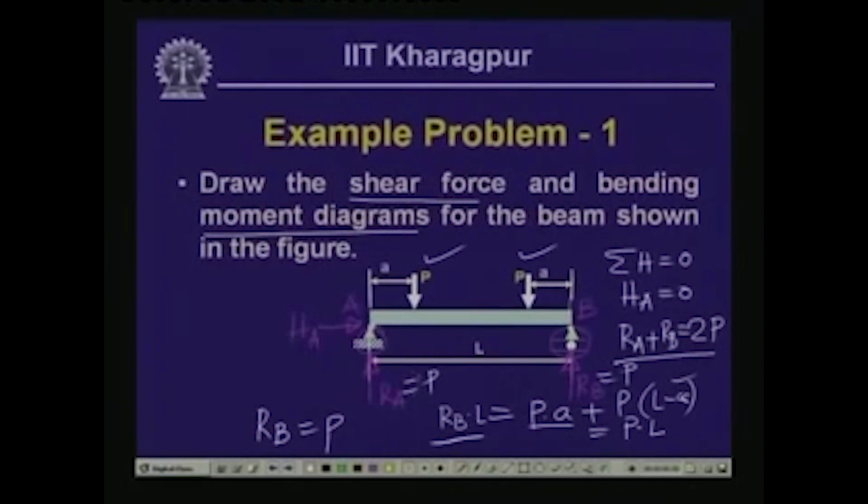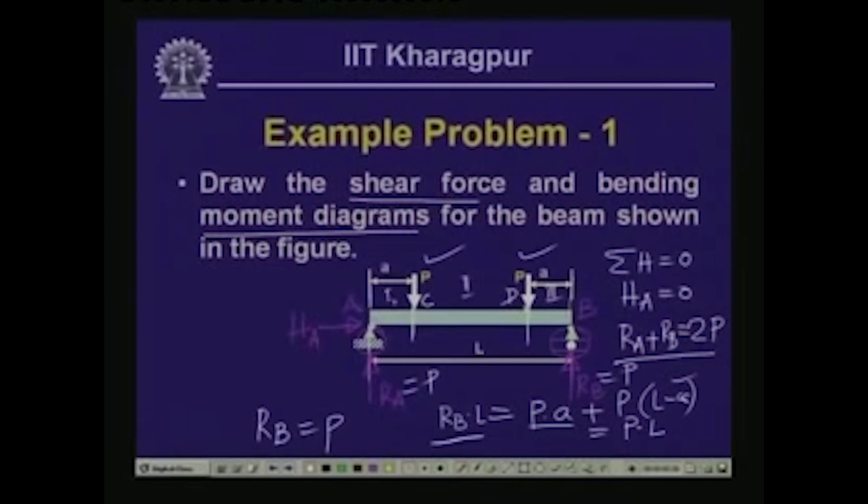Now the whole of the beam can be divided into 3 segments. This is segment 1 from A to, let us call this point C, from here to here is another point D, and this is B. So we clearly have 3 segments: segment 1, segment 2 and segment 3.